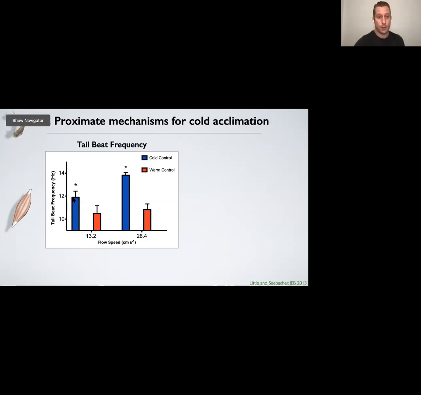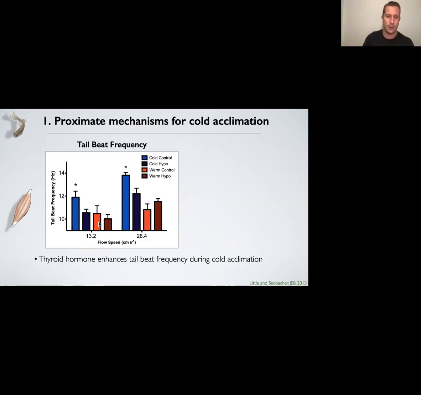Again, what we see is that the cold acclimated individuals here are capable of higher tail beat frequency than the warm acclimated fish. And again, when we make them hypothyroid, we see the same trend repeated, where the cold acclimated fish have significantly reduced tail beat frequencies compared to the warm acclimated fish.